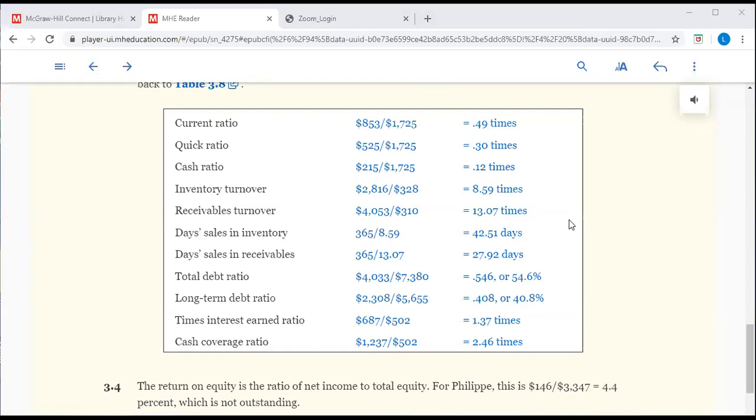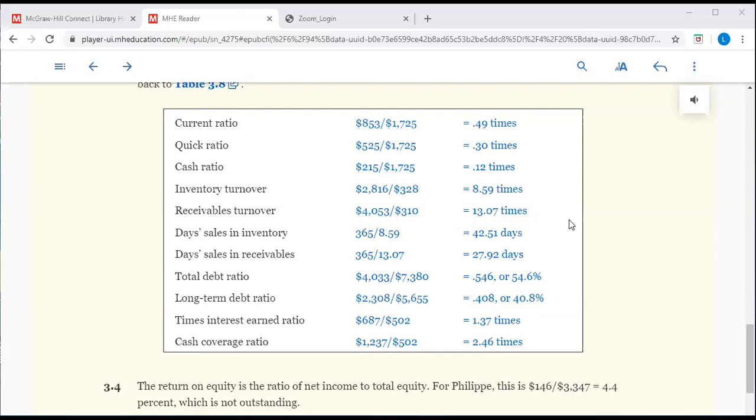So we owe on all that long-term money we get from owners and creditors that loan us money, 40.8% of those investments are in long-term debt. So it's just to determine how much we are involved in debt.